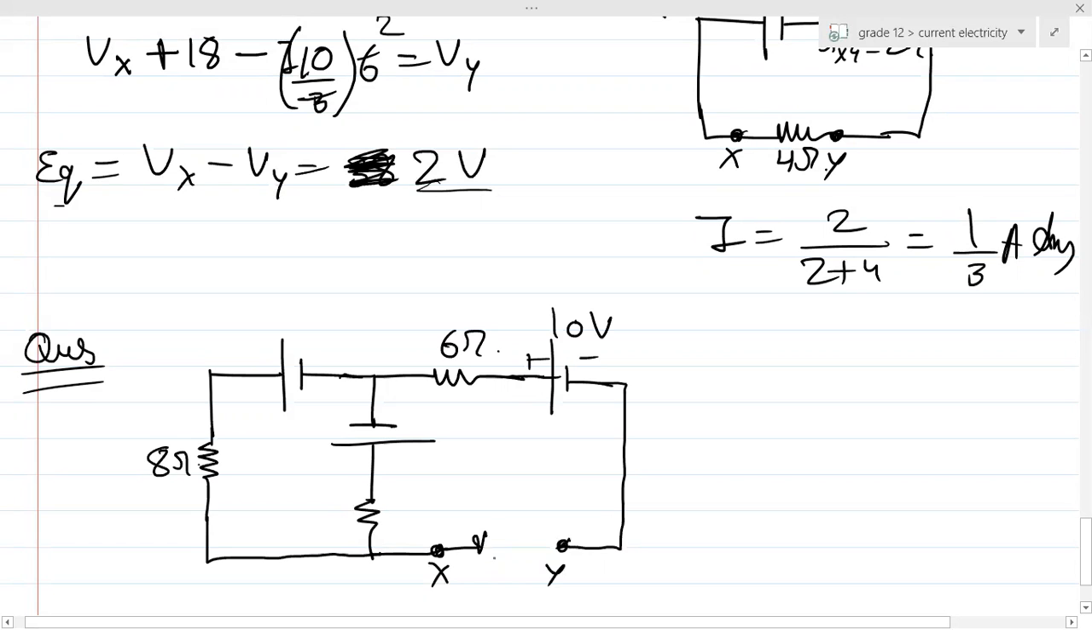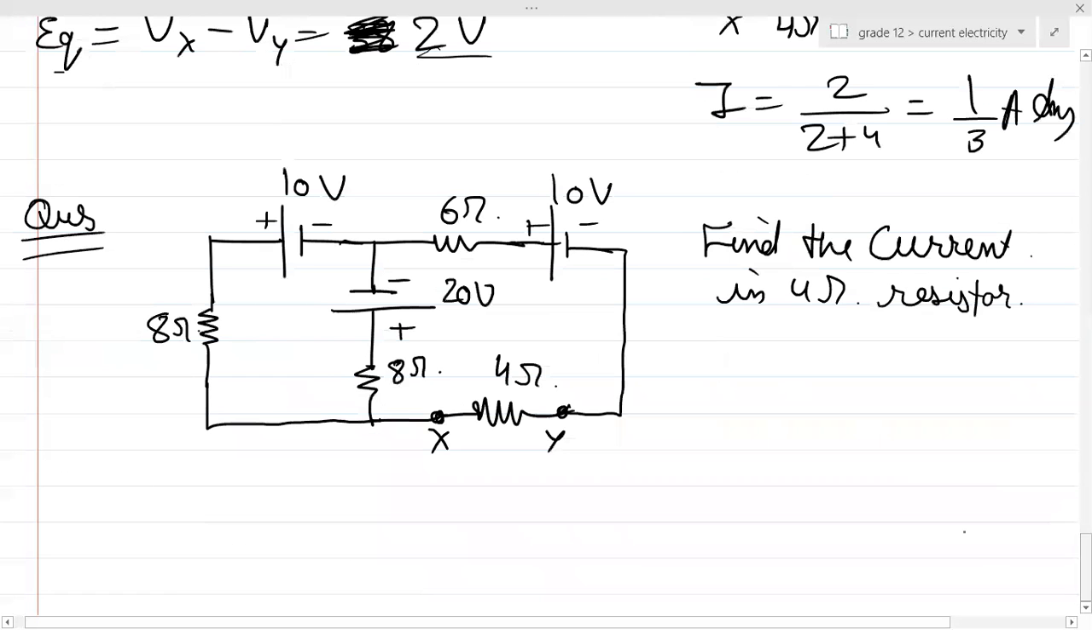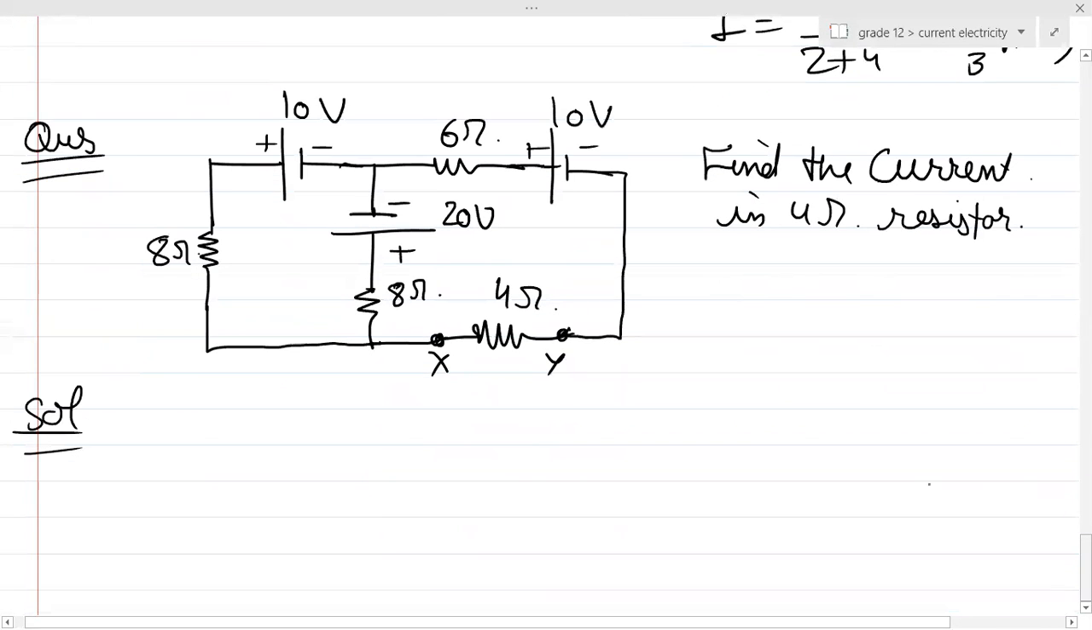X, Y, 4 ohm, 8 ohm, 20 volt, and then the last one is 10 volt. So guys, again the question is to find the current in the 4 ohm resistor. So again, what will you do? How will you do it, guys? 3 diagrams, right? Shall I draw them? Will you be able to draw it?